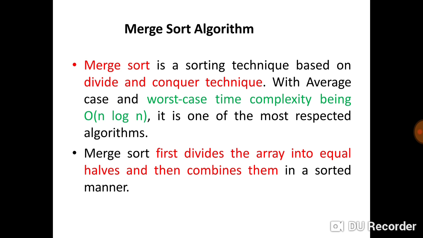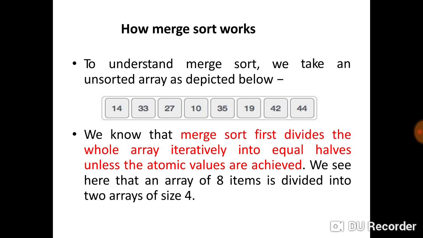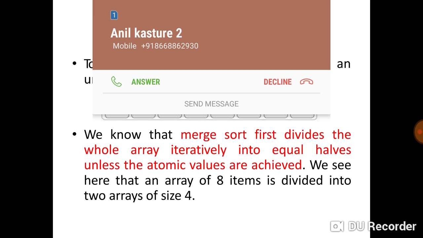It is also one of the sorting techniques based on the divide and conquer technique, with average case to worst case time complexity being O(n log n). It is one of the most respected algorithms. Merge sort first divides the array into equal halves and then combines them in a sorted manner. So how does merge sort work? To understand merge sort, we take an unsorted array as depicted below: 14, 33, 27, 10, 35, 19, 42.